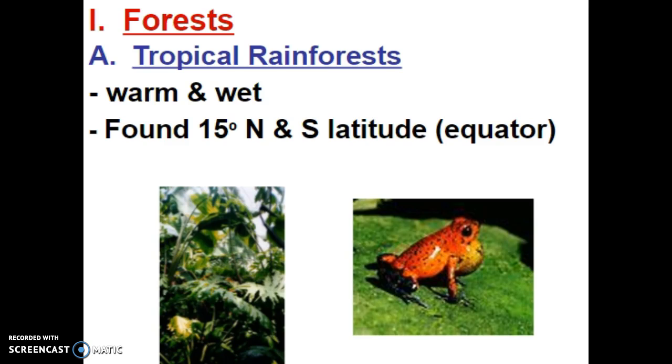So in the tropical rainforest, the temperatures are very warm consistently all year around. And the precipitation levels are very high throughout the year. Most tropical rainforests are found within a belt of about 15 degrees north and south of the equator.